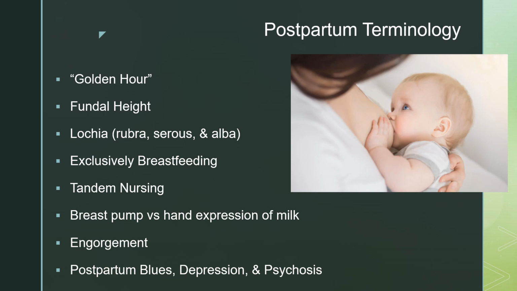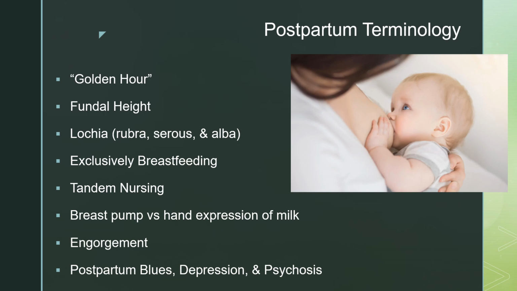Lochia is that postpartum vaginal discharge after the baby comes out. Rubra is those first few hours, that real bright red bleeding. Serosa is when it switches over to more of a clearish red discharge. You see it at the tail end of your menstrual cycle. Alba is that last final stage of the lochia. It's like the next couple weeks after the baby is born.